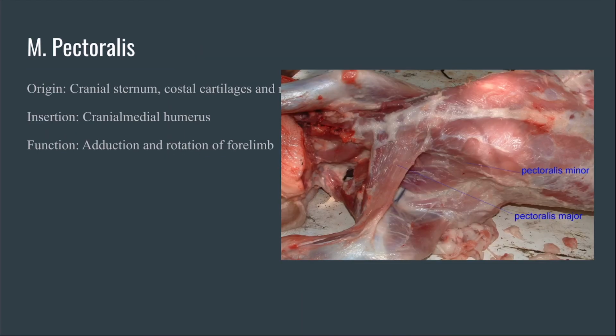Lastly, the pectoralis, which includes pectoralis minor and pectoralis major, is located on the cranial sternum. It originates on the cranial sternum, costal cartilages, and the ribs. Insertion is on the cranial medial humerus, and it functions as adduction and rotation of the forelimb.